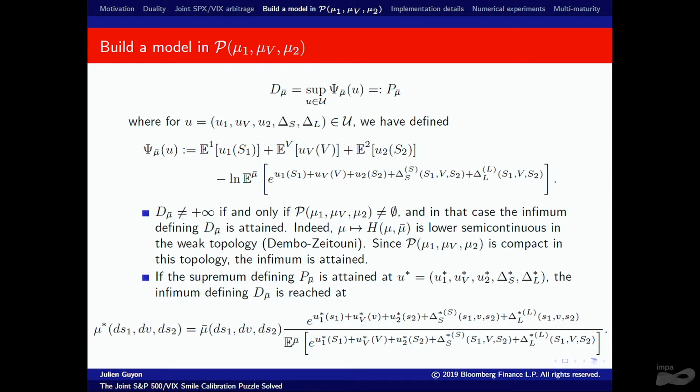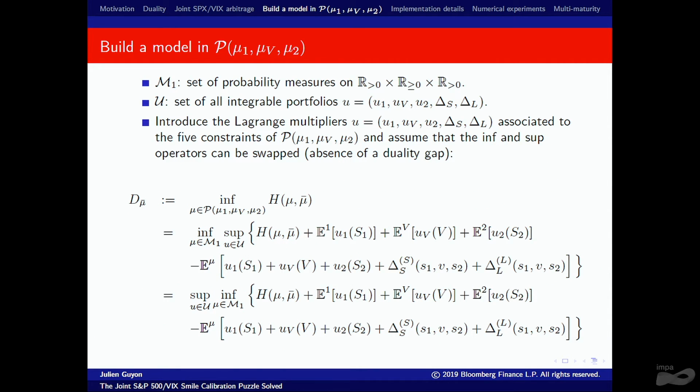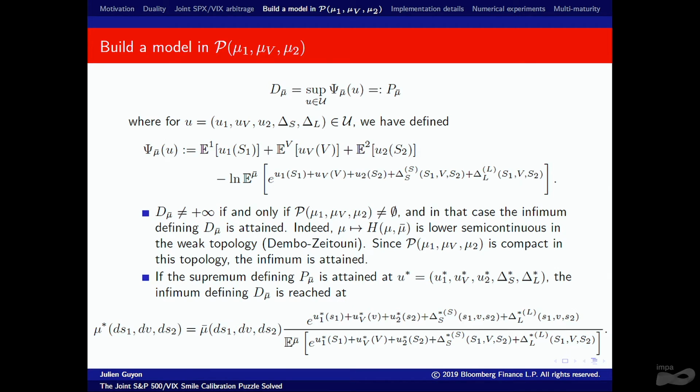So the initial D mu bar, which is minimizing the distance between mu and mu bar, corresponds exactly to maximizing a function psi mu bar of u. That corresponds to my primal problem after dualization. And this psi mu bar is just the constant term minus the log of the expectation under mu bar of the exponential of x. That is here.